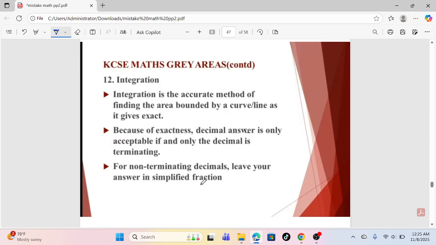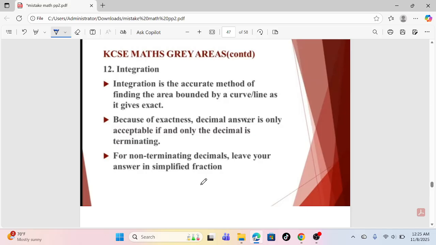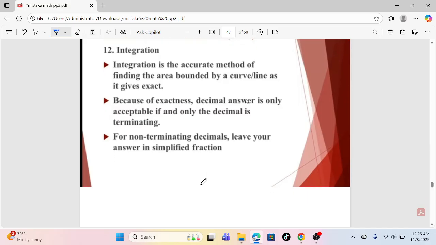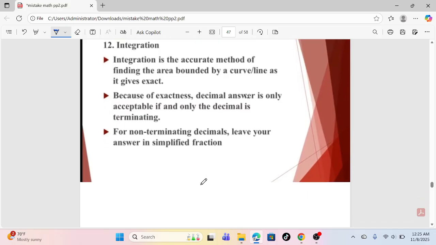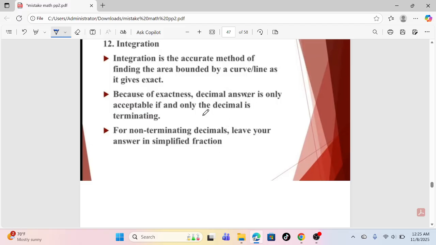Integration is the accurate method of finding the area bounded by a curve or line, as it gives the exact answer. A decimal answer is only acceptable if the decimal is terminating. For non-terminating decimals, leave your answer as a simplified fraction. I always say one thing: just give your answer in fraction form if you can. This is mathematics.